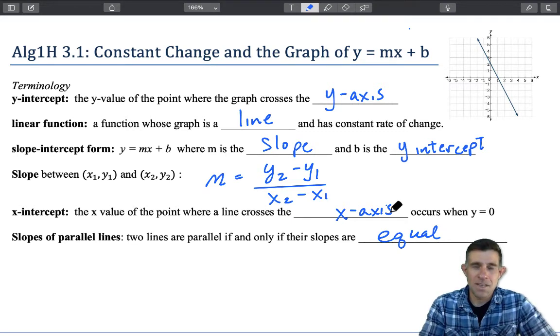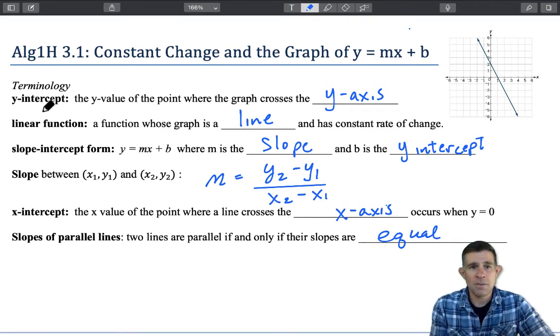In this unit, we're going to be taking a look at linear functions. Now, a linear function is simply the graph of a line, something that has a constant rate of change. So today, we're specifically taking a look at the graph of the line y equals mx plus b. That is also known as the slope-intercept form of the equation of a line. So let's jump into today's notes with a little bit of terminology.